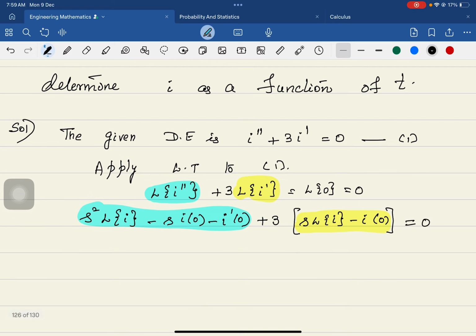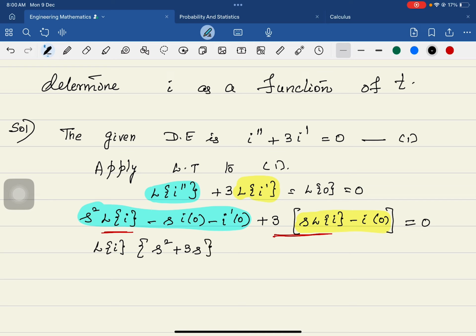Now what we do is we just group L of I. If I take L of I common, what are the terms in L of I? This is one term of L of I and this is one term of L of I, correct? So let us now write down L of I common as S square plus 3 times S. So that gives you S square plus 3 times S.